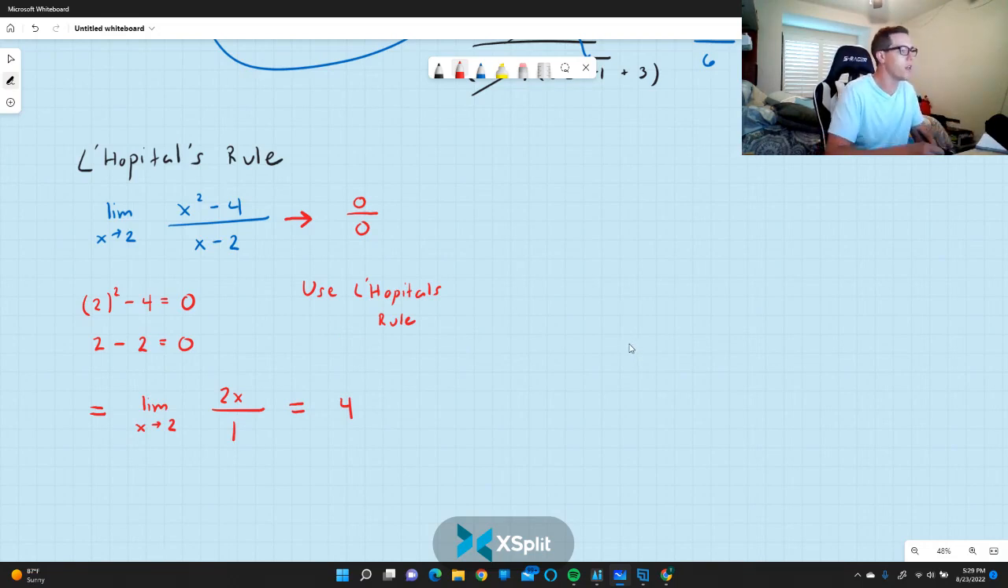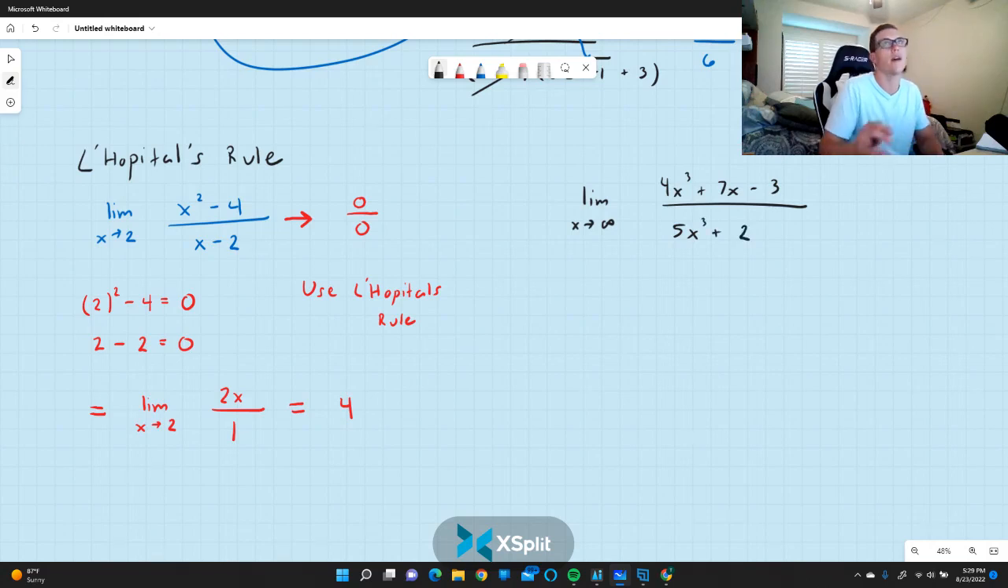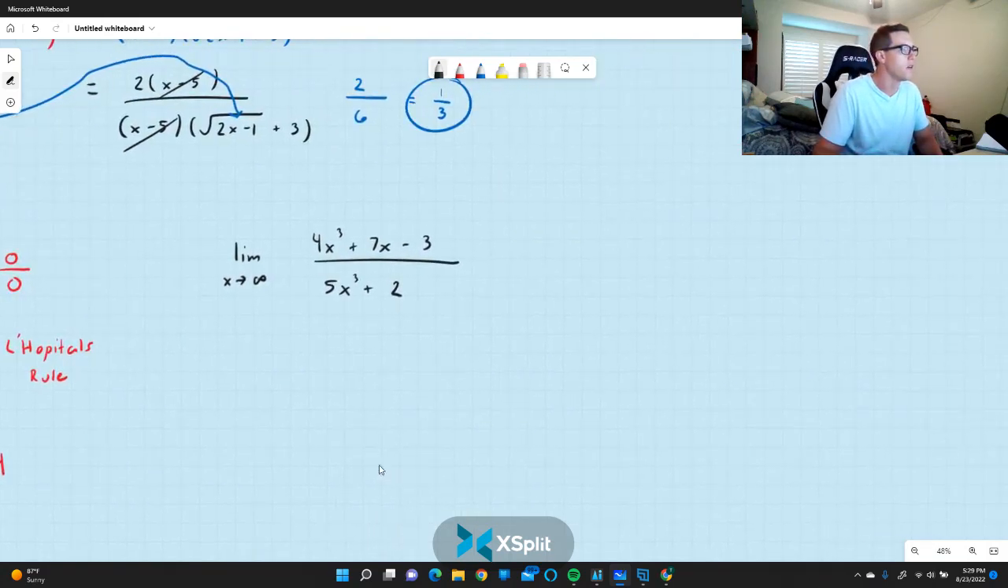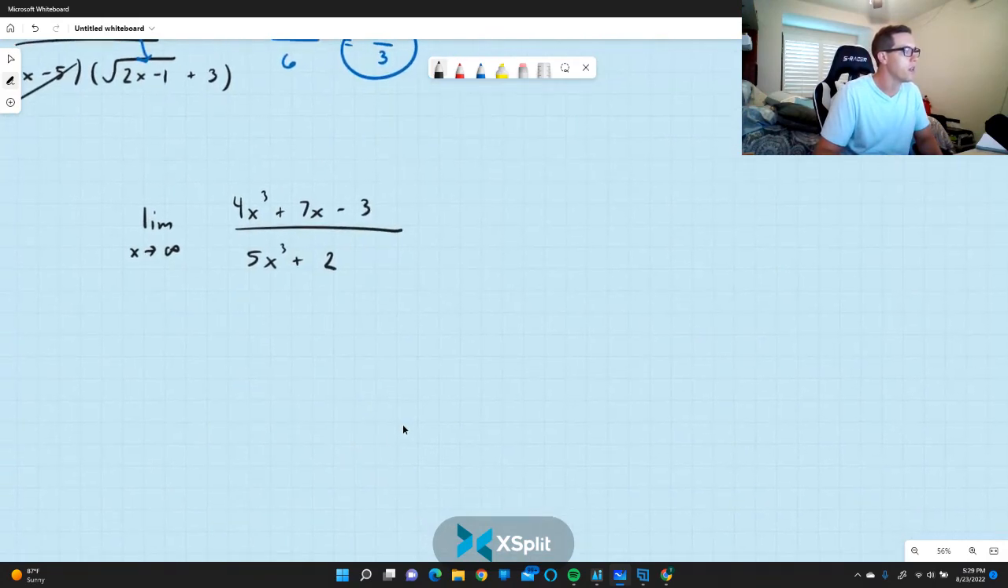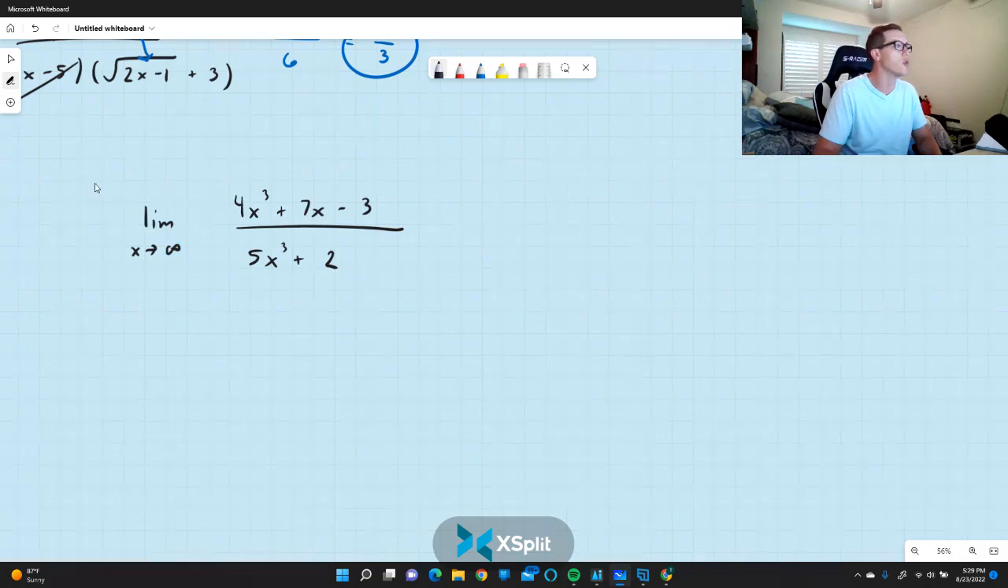Limits to infinity. We might go over that in class a little bit. There is one down below. Do you remember that these types of problems, the limit as x approaches infinity of like 4x cubed plus 7x minus 3 over 5x cubed plus 2. Let's say that, for example. So this is an infinite limit, a limit that approaches infinity. This is just asking about end behavior. We will do a ton more of these second semester. So that's why I'm not too worried about them right now.